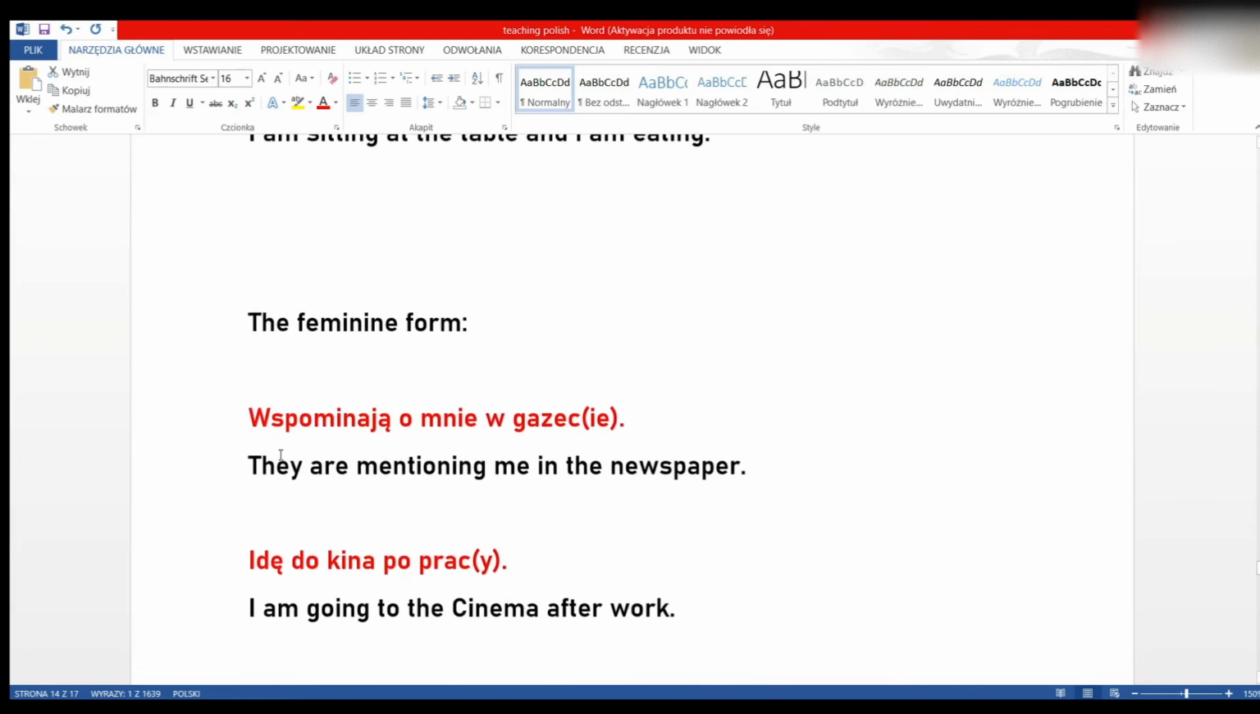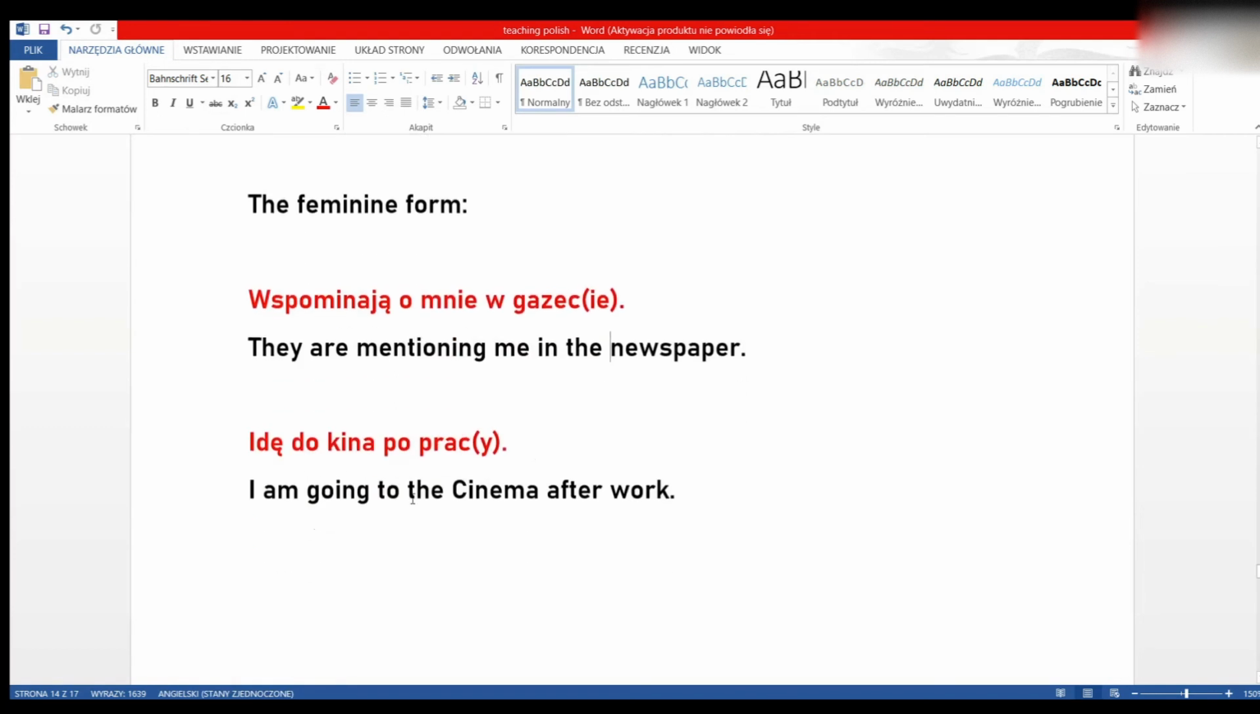The feminine form. They are mentioning me in the newspaper. Wspominają o mnie w gazecie. O here means about, mnie is already the correct form. Mnie means me. So I'm not talking about this right now. Let's just talk about w gazecie, because it comes from the word gazeta, as we said before. So gazeta becomes gazecie. I hope it's clear by now.